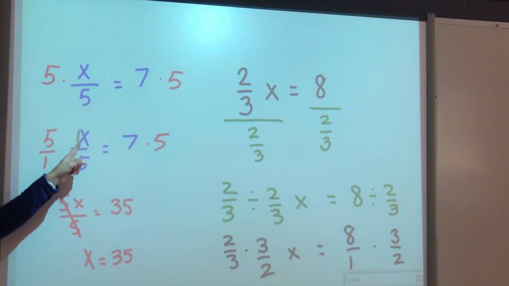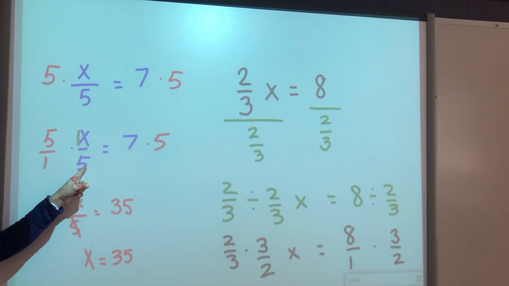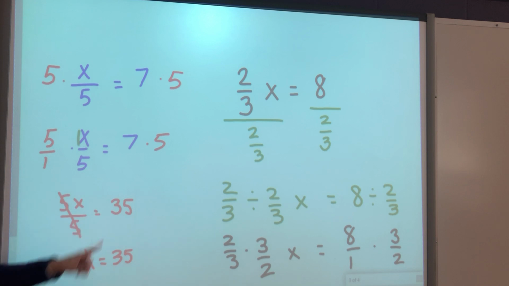So what fraction is this? 1x over 5. Okay, so 1/5, right? Do you see 1/5? Yes. What's this? 5. Oh, it's the same. You just flipped it. I flipped it. I multiplied by the reciprocal.